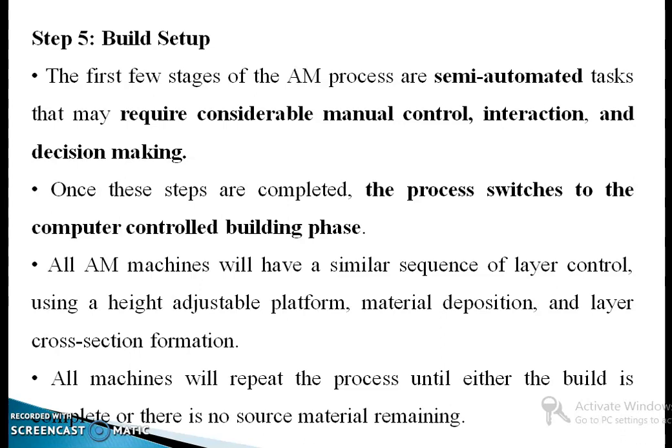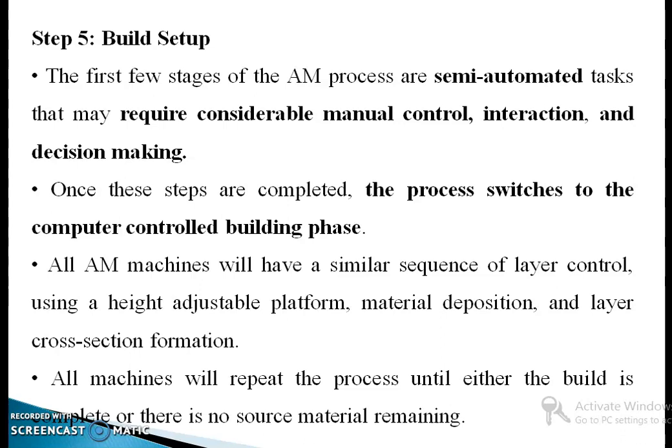But after this fourth step, the task that may require considerable manual control, interaction, and decision making is done manually, but it is converted into automatic. Once these steps are completed, the process switches to the computer-controlled building phase. All AM machines will have a similar sequence of layer controls using a height adjustment platform. Means it is possible to adjust the height of your platform according to the requirement. Material deposition is another parameter. It is also automatically operated, and the layer cross-section format.